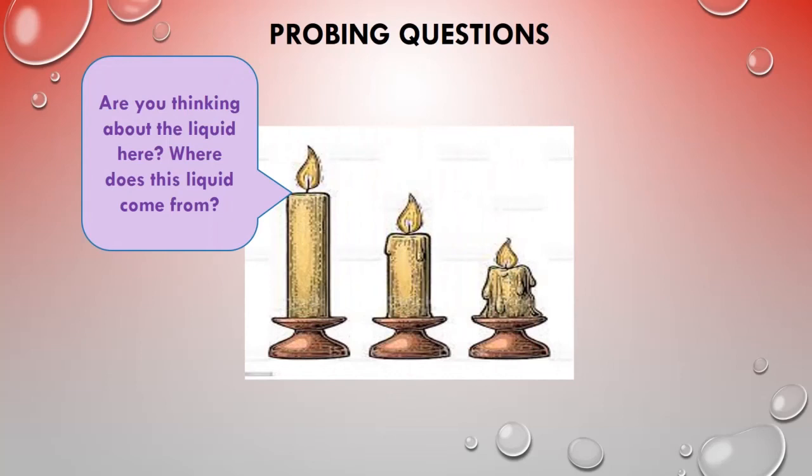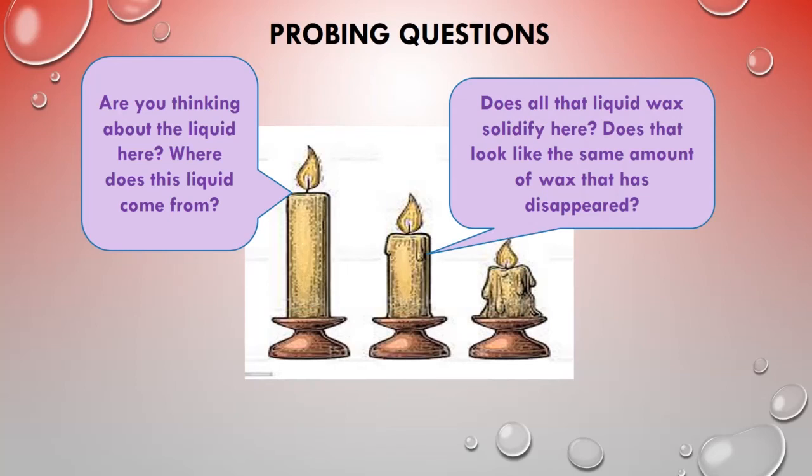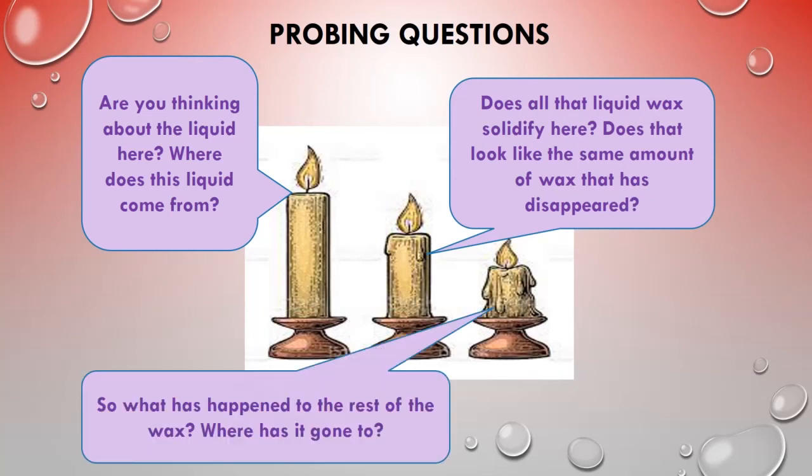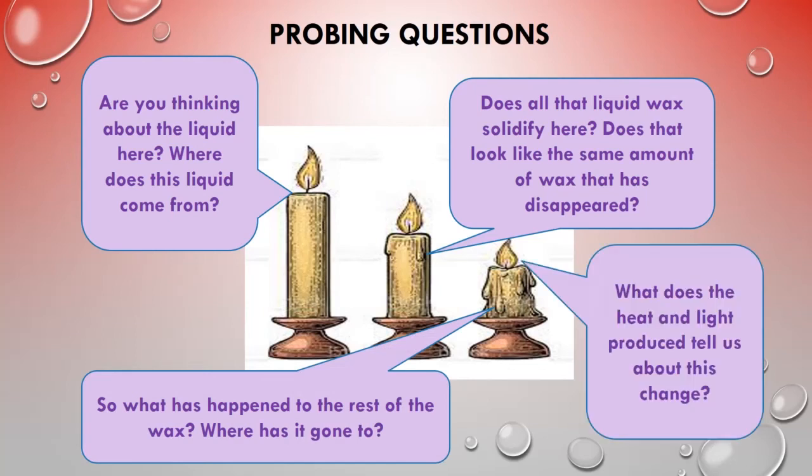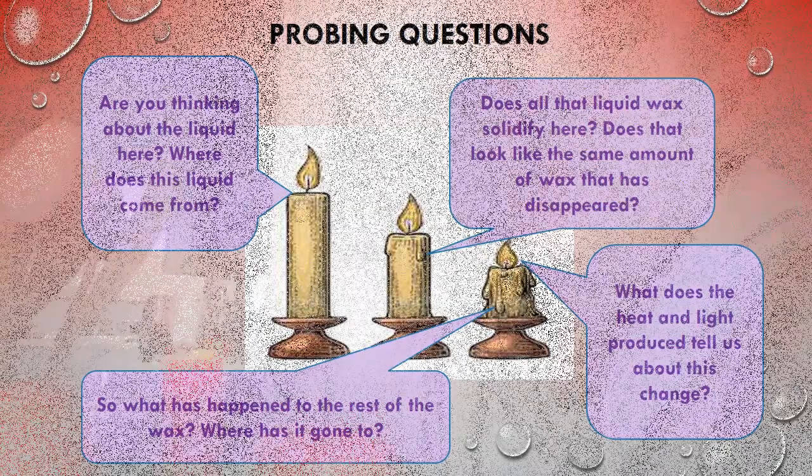So are you thinking about the liquid that forms there? Where does that liquid come from? Does all that liquid wax solidify there? And does it look like the same amount of wax that has disappeared? So what has happened to the rest of the wax? Where has it gone? And what does the heat and light produced tell us about this change?